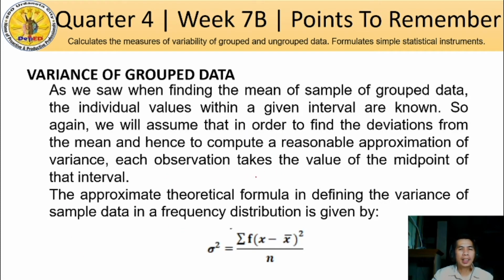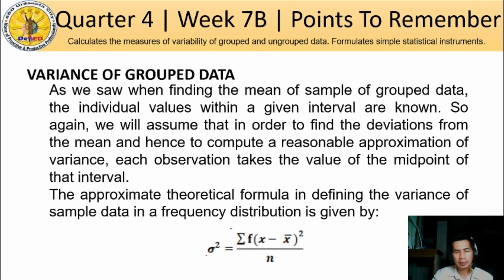Okay? Next is the variance of grouped data. So, as we saw when finding the mean of a sample of grouped data, the individual values within a given interval are not known. So again, we will assume that in order to find the deviations from the mean and hence compute a reasonable approximation of variance, each observation takes the value of the midpoint of the interval. So the approximate theoretical formula in defining the variance of sample data in a frequency distribution is given by, so ito daw yung formula natin.